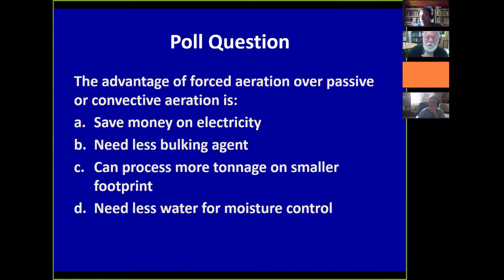I am. Okay, good. And the majority of people did get the answer correct. You can process more tonnage on a smaller footprint. That is correct. Okay, moving along then.